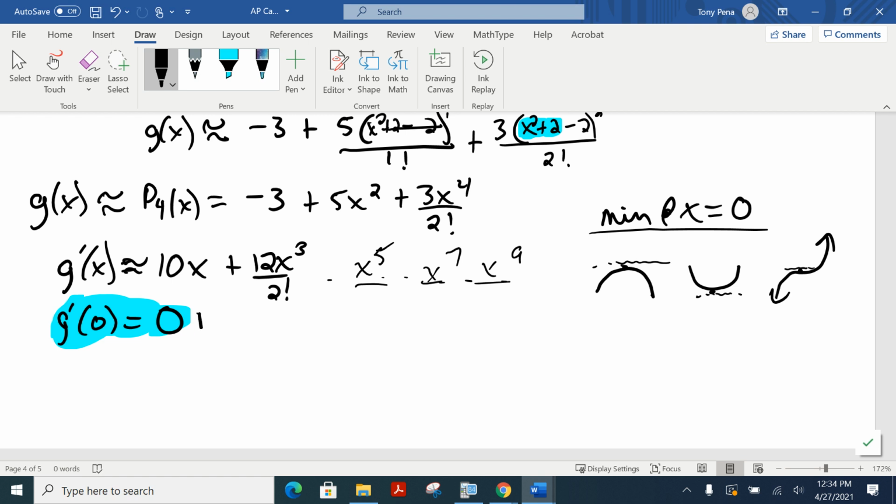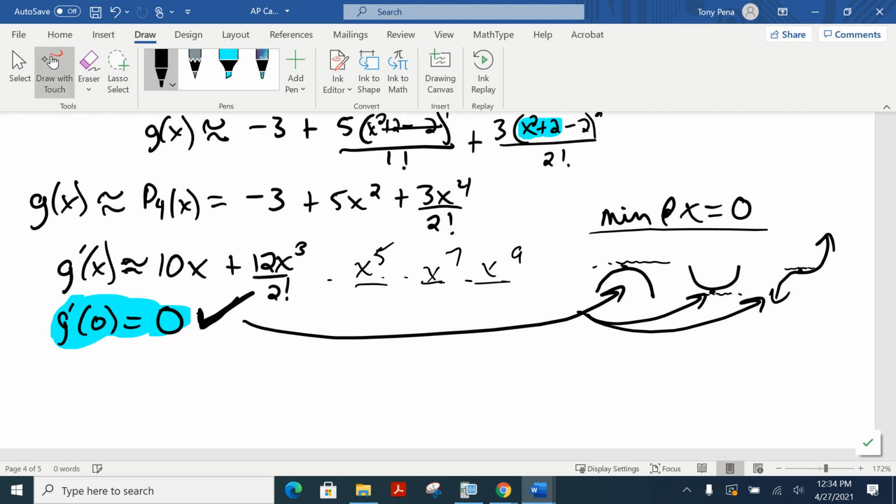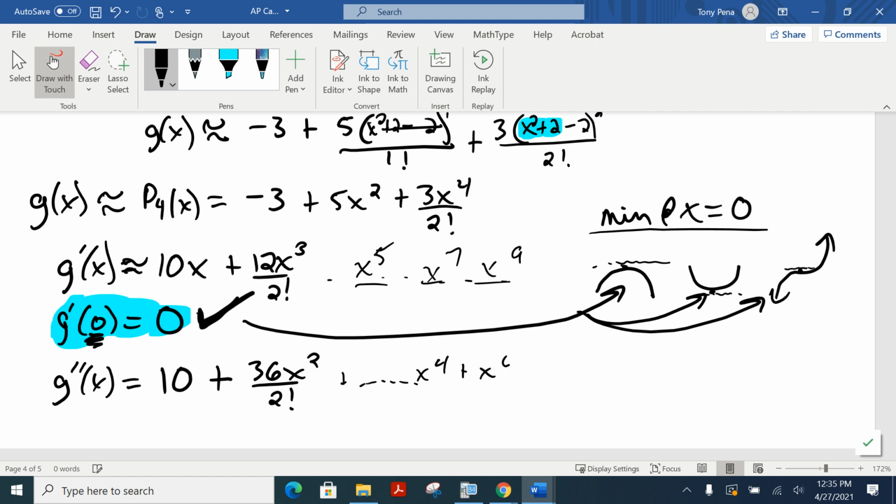So as soon as you see this right here, that tells us that one of these 3 things has to be happening at this x value of 0. It must. Well, let's now go to the second derivative. Notice how the second derivative would be a 10. And then we would get 36x squared over 2 factorial. And we would still have all of these extra terms behind it, like an x to the 4th, x to the 6th, x to the 8th, and so on and so forth.